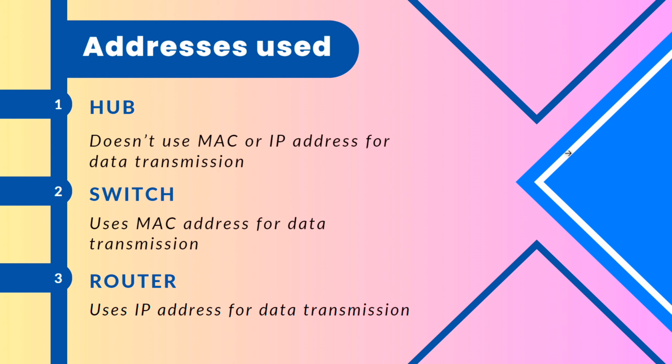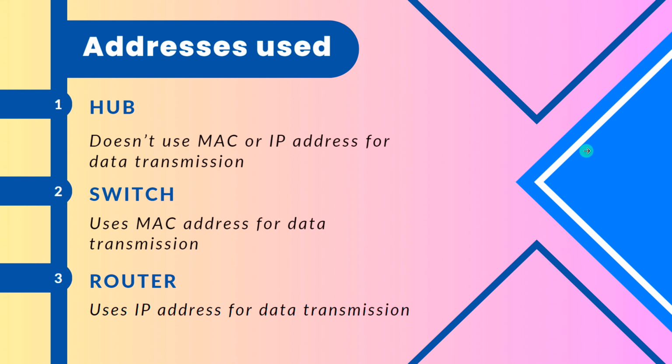The switch uses MAC address for data transmission. MAC addresses are used to make intelligent forwarding decisions, ensuring that data is delivered only to the specific device it's intended for. This helps optimize network traffic and improve network performance compared to older technologies like hubs, which broadcast data to all connected devices indiscriminately.